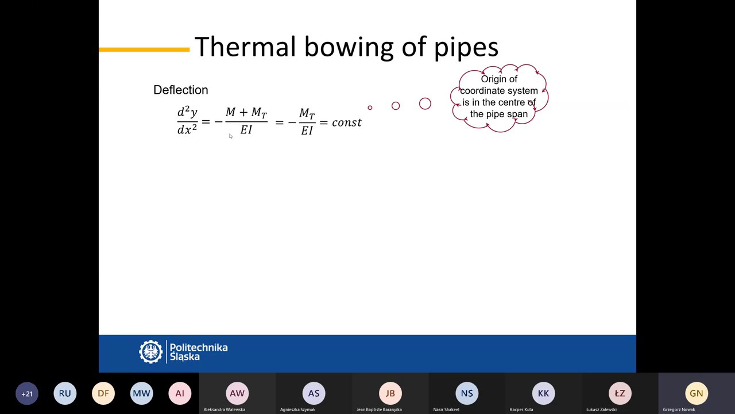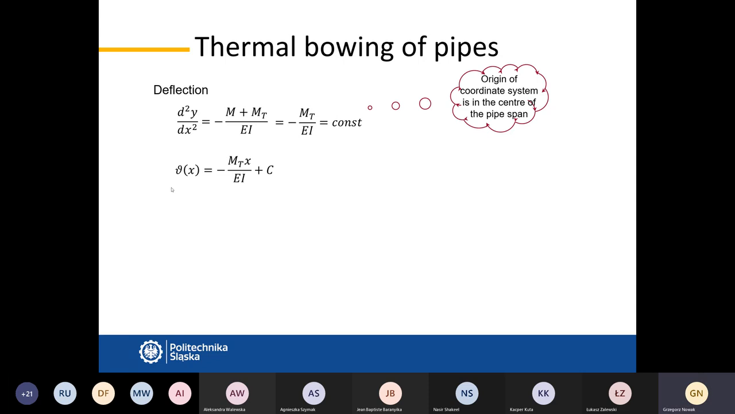This equation is written with the origin of the coordinate system in the center of the pipe span. So we have a beam of length L, and the coordinate system is just in the middle. So it spreads from minus half of L to half of L. So, integration of this equation of deflection. After the first integration, we have the first derivative of y over x, and this is exactly theta of x. This is nothing else than the angle, the slope, the angle of the tangent line.